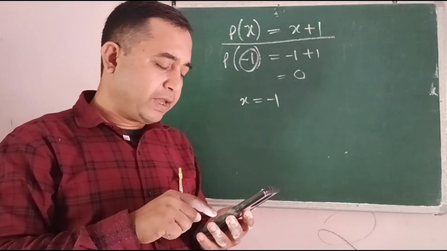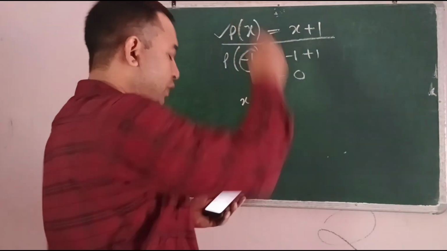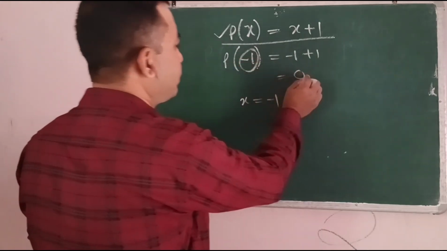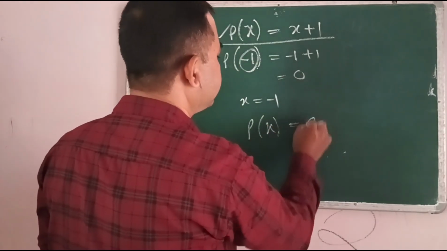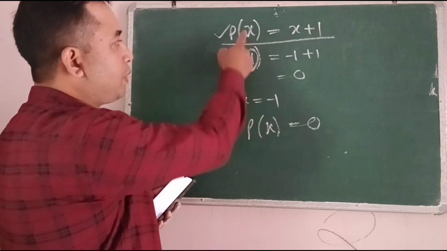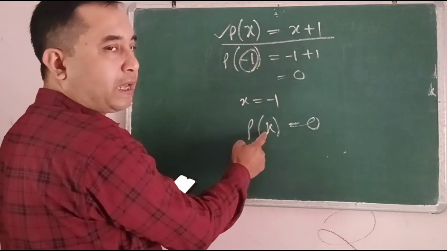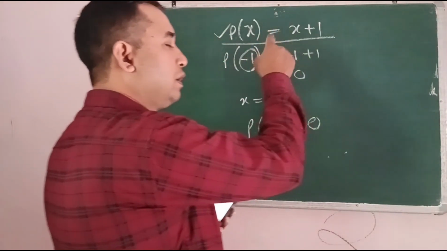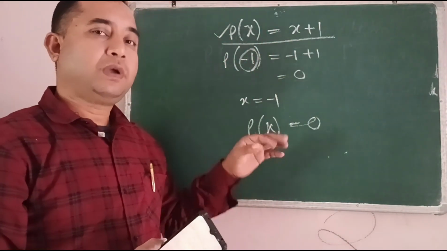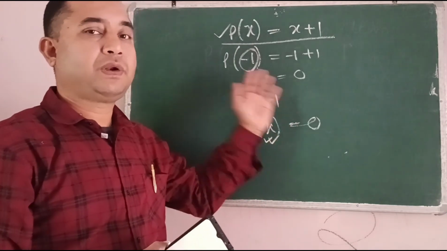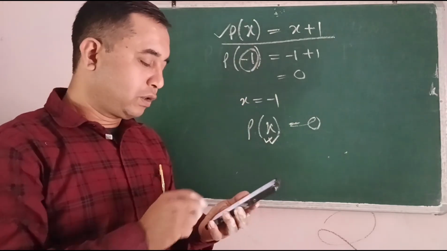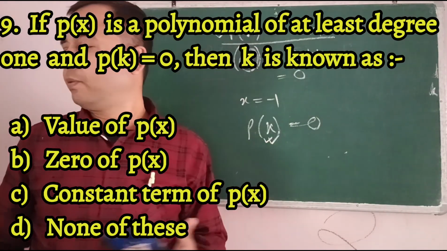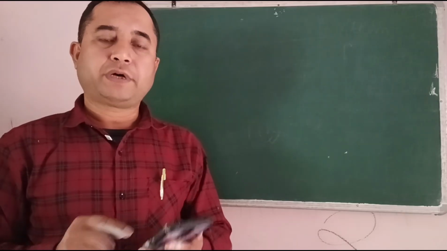So here is what is said. If P(x) is a polynomial of at least degree 1 and P(k) is equal to 0, it means this much is equal to 0. P(k) is equal to 0, where earlier we put minus 1 as the value of x. In this place we have put now k, P(k) is equal to 0. Then this k is called the 0 of the given polynomial. In place of k, you have to put the numbers for which the value becomes 0. So the correct option is the 0 of P(x). This k actually is called the 0 of the polynomial. Okay, let us come to question number 10.